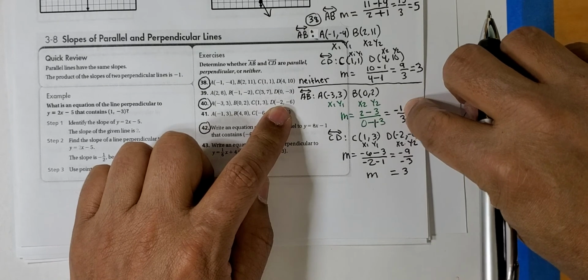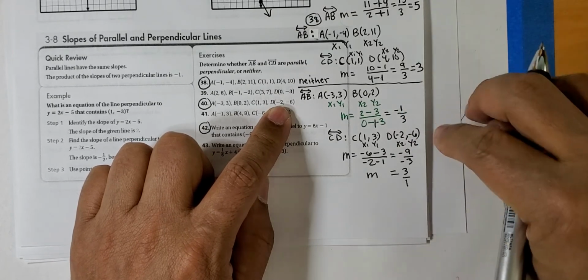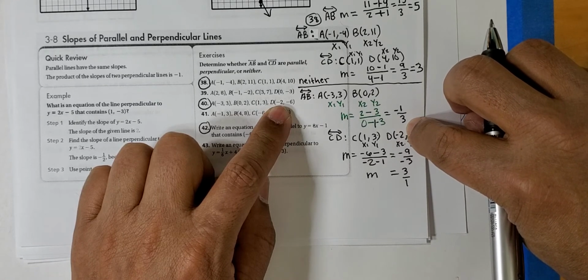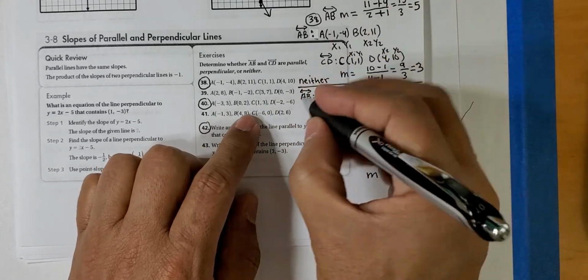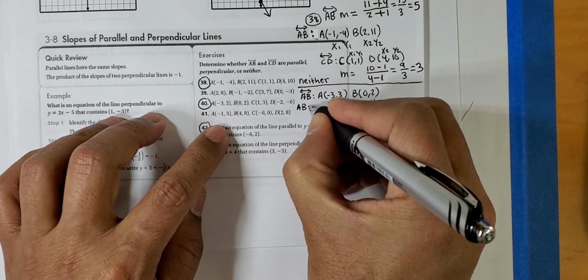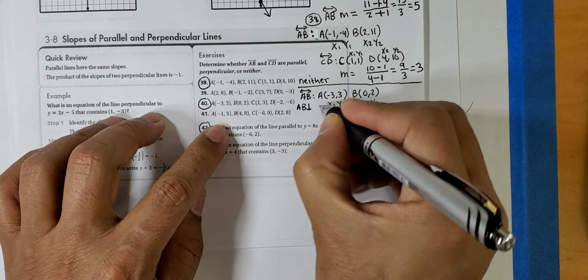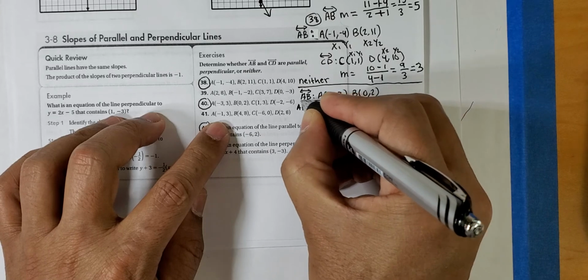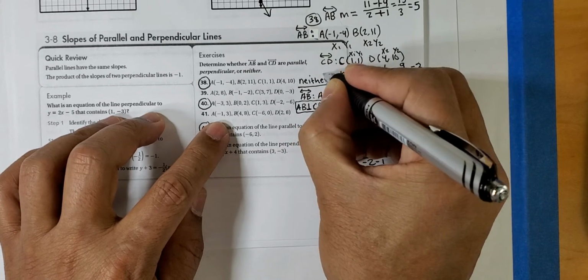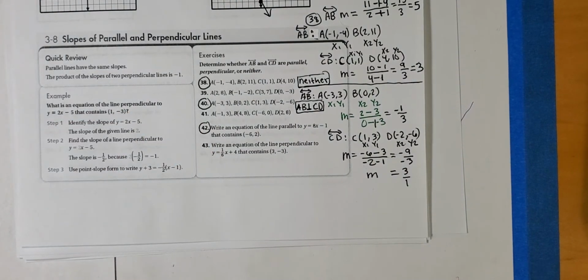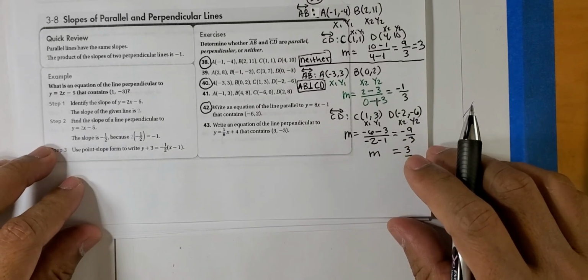This is -1/3. This is 3/1. Are they reciprocals? Yes. Are they opposite reciprocals? Yeah. So that means, I'm going to just say AB, and write that symbol perpendicular to CD. And this is the answer to number 40. Okay? Any questions? All right. Let's go to number 42.